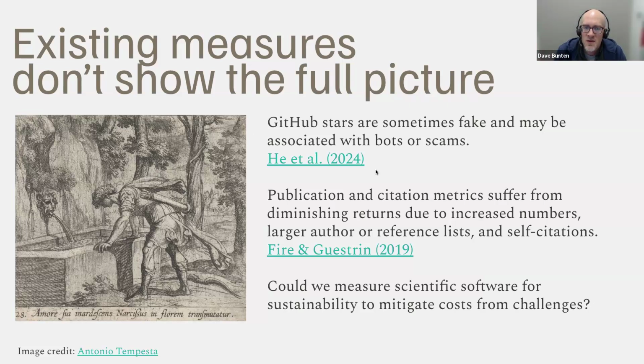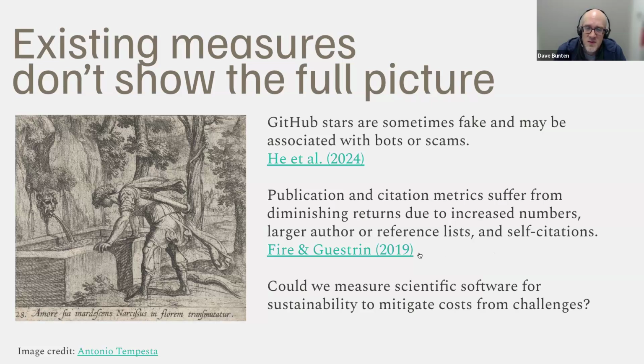I think it'd be worth diving into understanding that a bit better, but it's not really the full picture for software quality necessarily for addressing those problems that we mentioned. So another thing to notice here is that publication and citation metrics often suffer from diminishing returns due to increased numbers of papers more generally, larger and larger author and reference lists, and then also self-citations. This has become more and more of an issue.